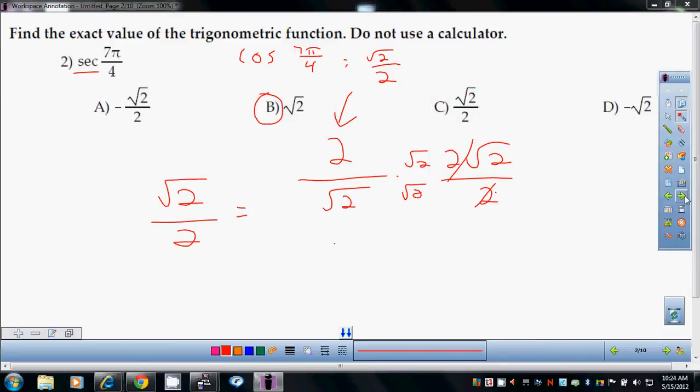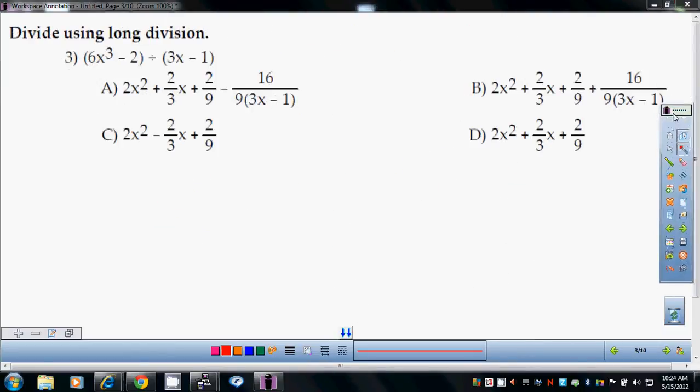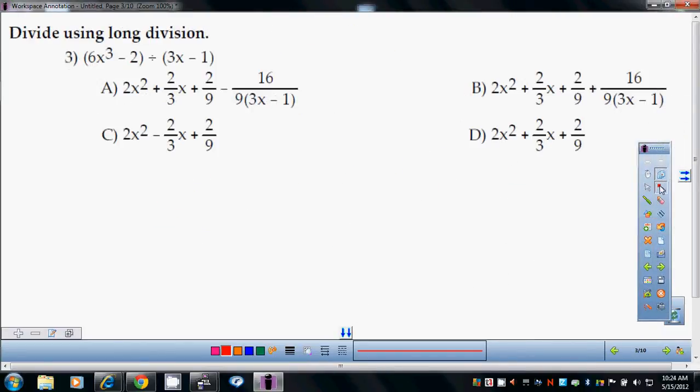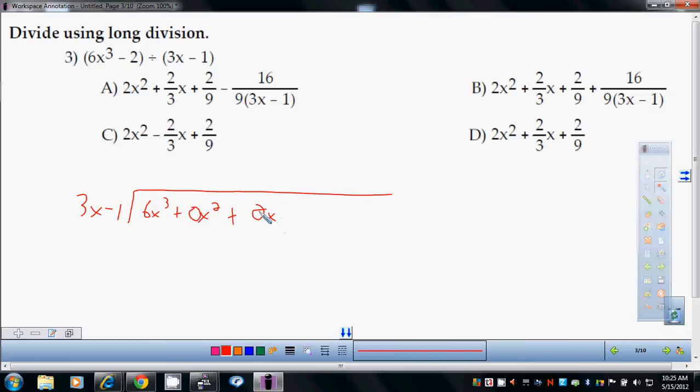All right. Number 3, long division. Here we go. Long division. 3x minus 1. That would be 6x cubed. Thing with long division and synthetic division, it definitely helps you to write in all your missing terms so that everything lines up a little better when you're working this.